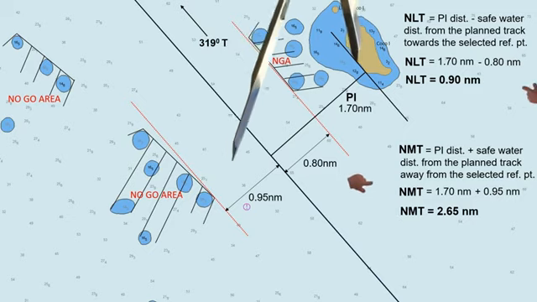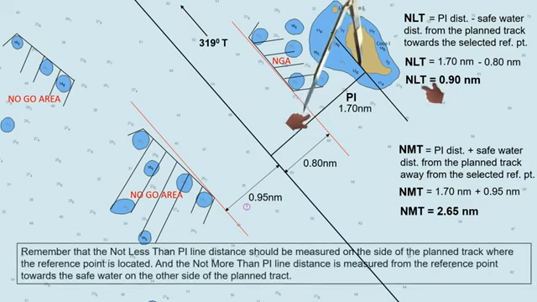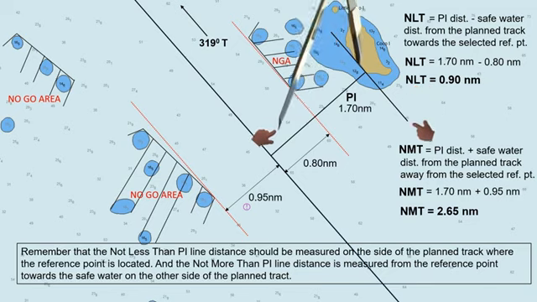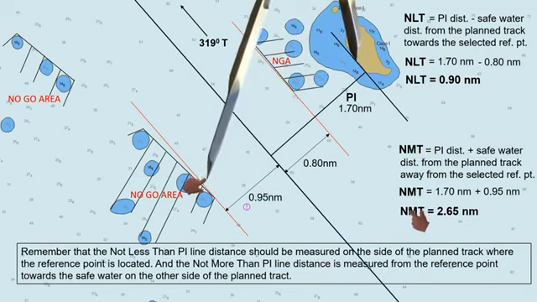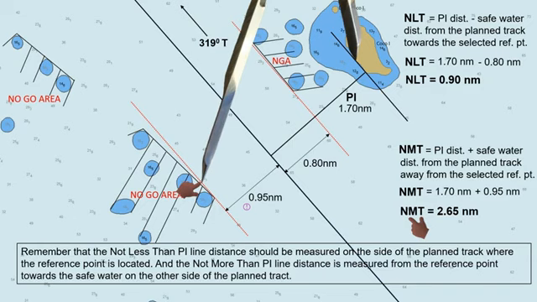Always remember that the not less than PI line distance should be measured on the side of the planned track, where the reference point is located. And the not more than PI line distance is measured from the reference point towards the safe water on the other side of the planned track.